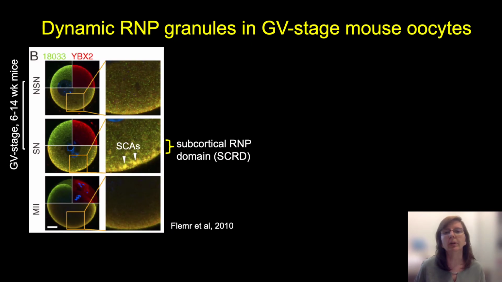A second example of a transient RNP granule, or membrane-less organelle, was identified in the Svoboda lab, and this was in GV stage oocytes from 6 to 14-week-old mice.